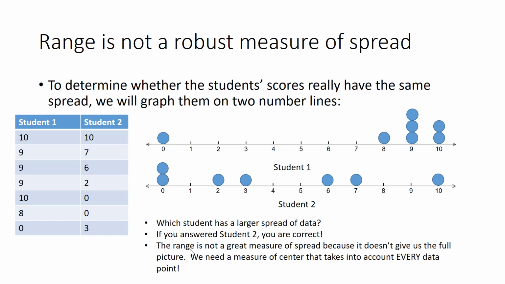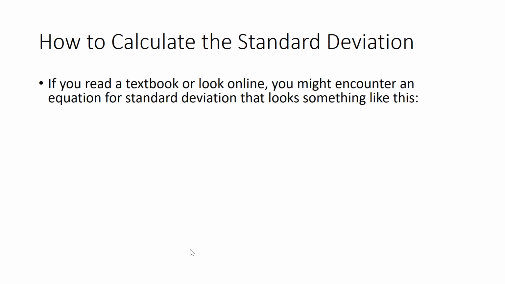Again, the range is not a great measure of spread. It's not the best measure of spread because it doesn't give us the full picture. It's only using those two data points, the maximum and the minimum. We need a measure that takes into account every single data point. That's where standard deviation comes in.